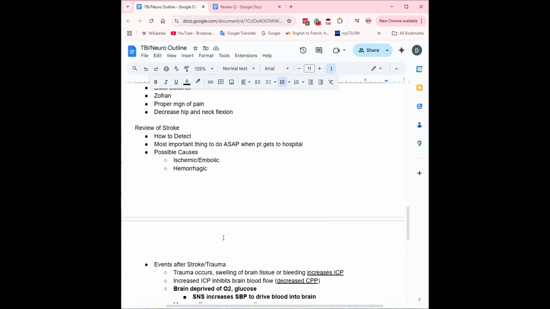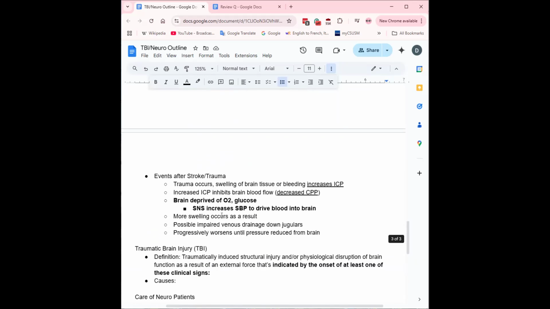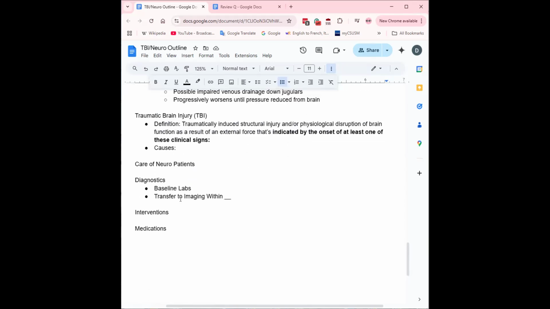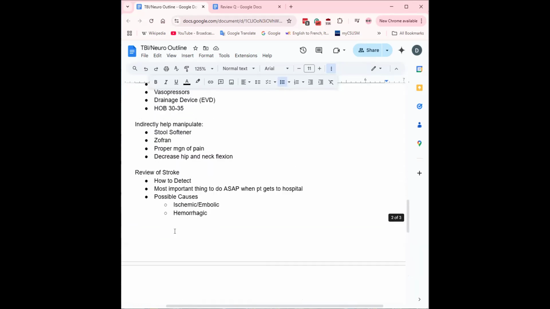Because this is still technically a neuro one, I think it's good to review stroke, and then we'll go over TBIs in particular, some of the minor details that are good to keep in mind, and then we'll go over general care, diagnostics, interventions, and medications in more detail. BE FAST, yeah, that's going to be important. So how to detect, that's the BE FAST.